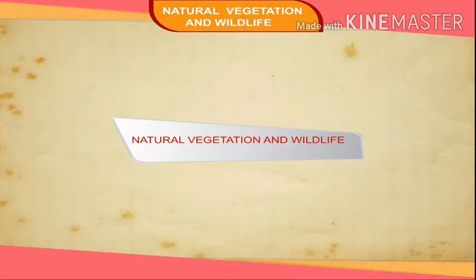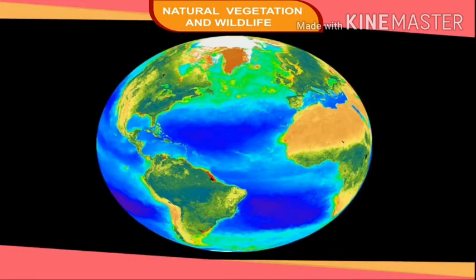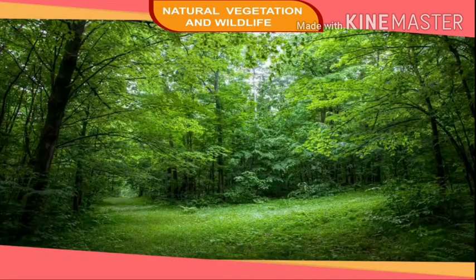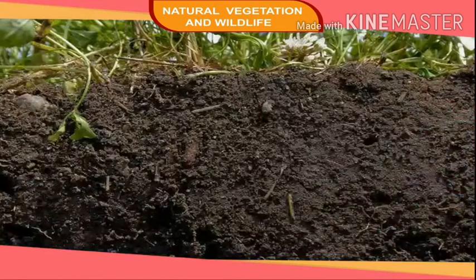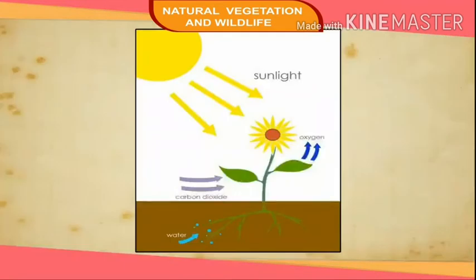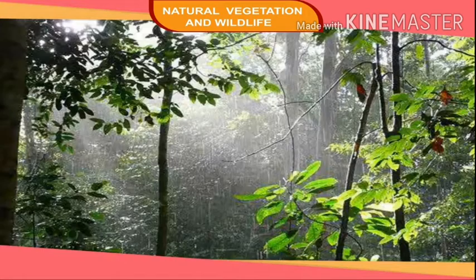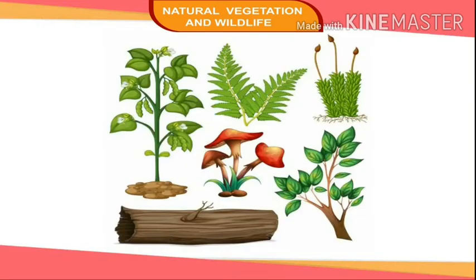Natural vegetation and wildlife. Our earth is unique as it has a green cover over it, which is called natural vegetation. The green cover is possible because of sunlight, water, and soil available on earth. The plants produce their own food from sunlight, water, and carbon dioxide. Sunlight and rainfall are the two vital factors which control the type of vegetation. Varying amount of sunlight and rainfall in different places of the world have given rise to different types of plants.